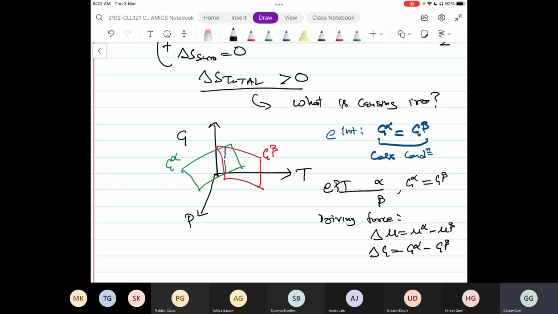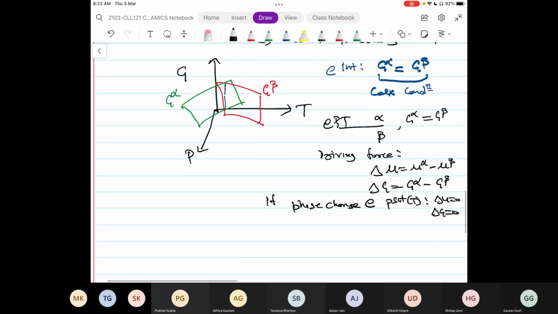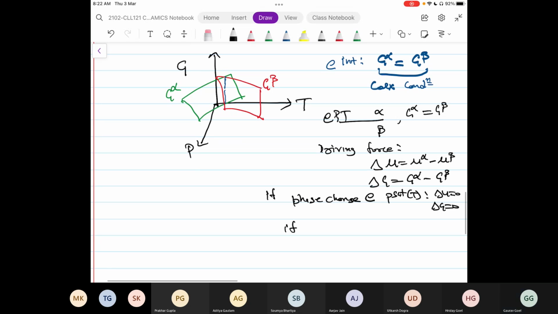So you can clearly see that if phase change is happening at saturation conditions, driving force is 0. However, if we are at a temperature which is different, in the present case, saturation temperature was 0 degrees Celsius, actual temperature was minus 6 degrees Celsius.